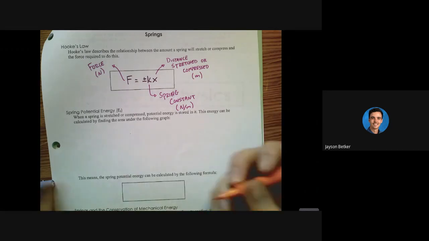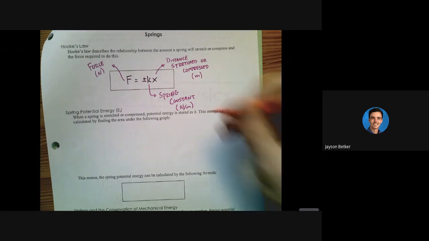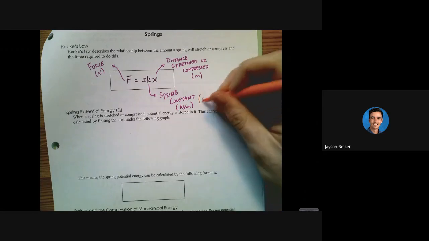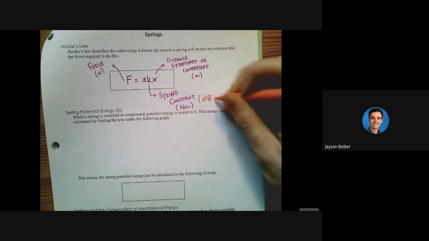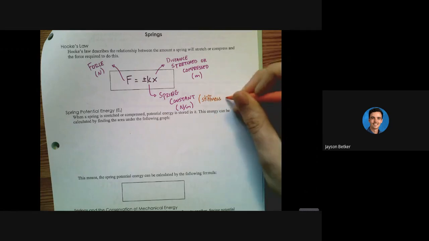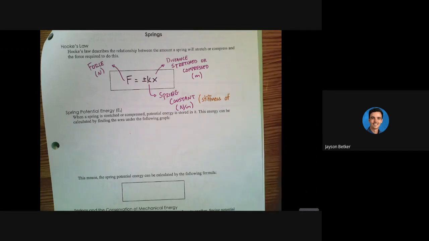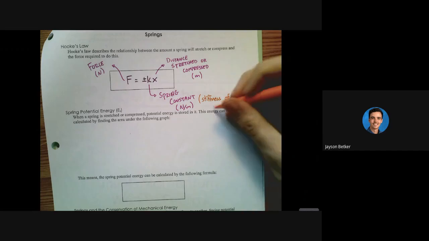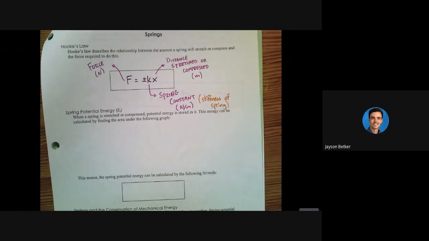So again, this shows us that all of our units of measurement will end up canceling out to give us what we need, as long as we're doing it properly. So remember, the spring constant just stands for the stiffness of the spring. I'm going to move my mouse here. So there's our new formula.